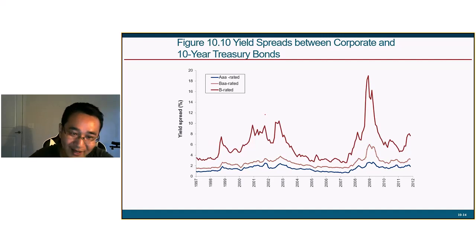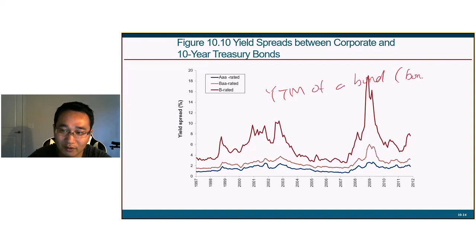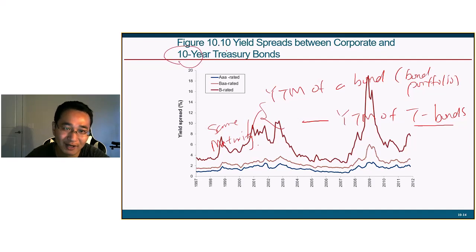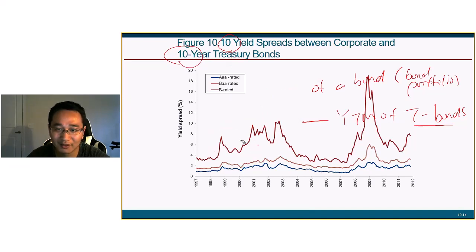So this is yield spread. What is that? It's just the yield to maturity of a bond, or bond portfolio, minus the yield to maturity of treasury bonds. They have the same duration, by the way. You need to make sure they have the same maturity. So in this case we look at the 10-year. You don't have to look at the 10-year. You can look at 5-year, 1-year. Doesn't matter. So this is what it looks like.